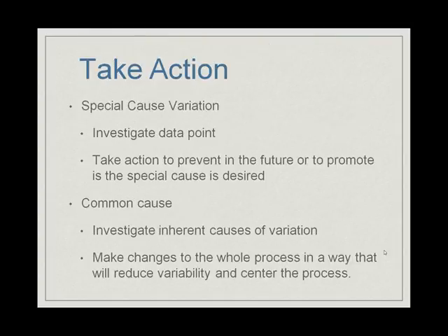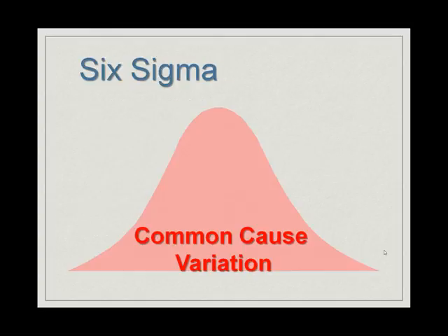So again, if we think about action, with the special cause variation points, we're going to investigate the data point. We'll take action to prevent it in the future. However, if it's common cause variation, we're going to investigate the inherent causes of variation and make changes to the whole process. So in essence, that is Six Sigma. We utilize the Six Sigma toolset to look at common cause variation, to identify special cause variation.